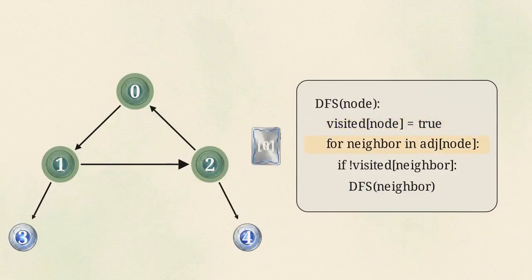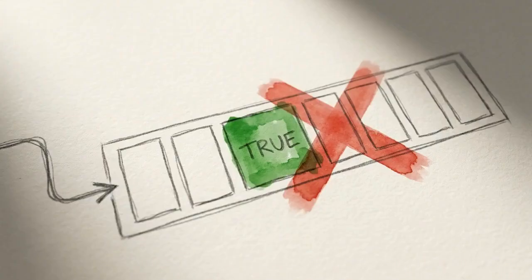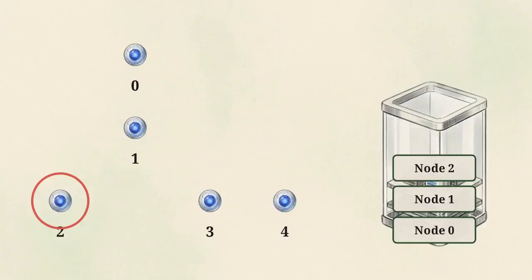But looking at node 2's adjacency list, its only connection is back to node 0. The algorithm wants to move to 0, but our code explicitly checks the visited array. Since 0 is already marked green, the path is blocked. That single Boolean check is the only thing keeping the recursion from spiraling in an endless circle. Because node 2 has 0 unvisited neighbors left to explore, its recursive function finishes.